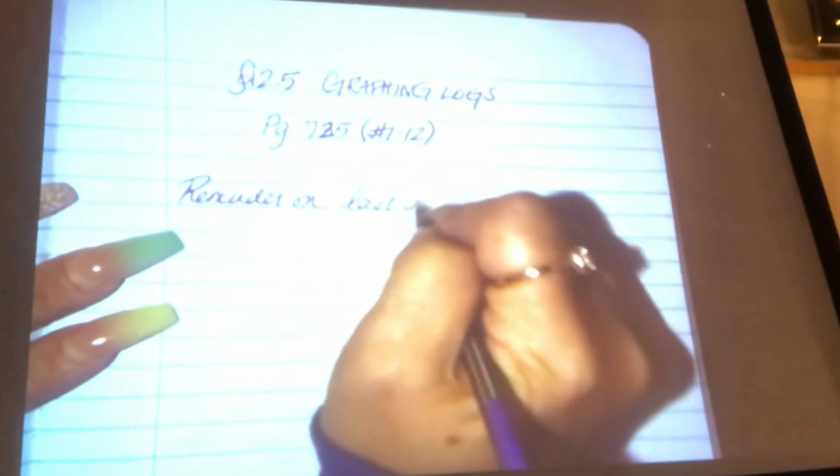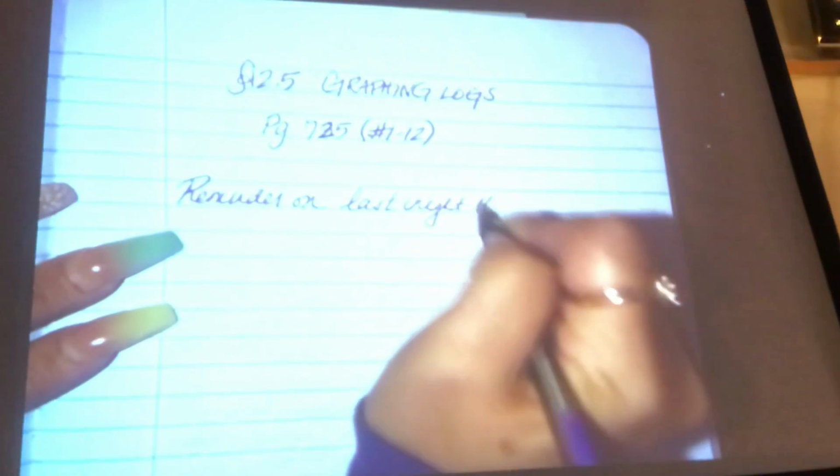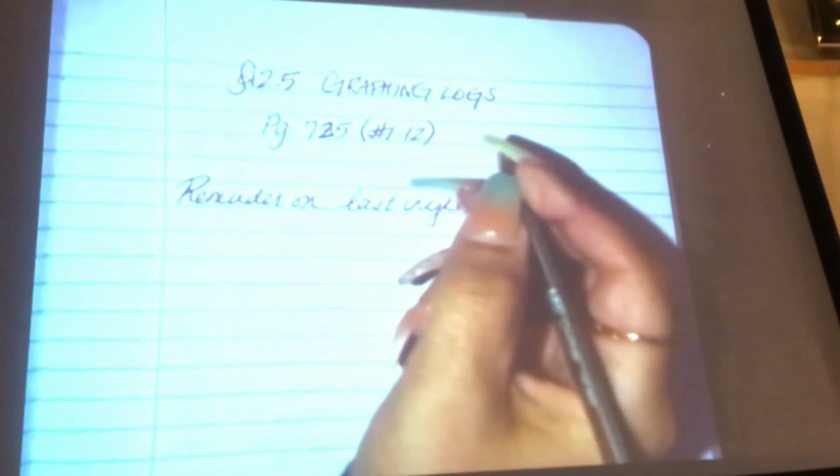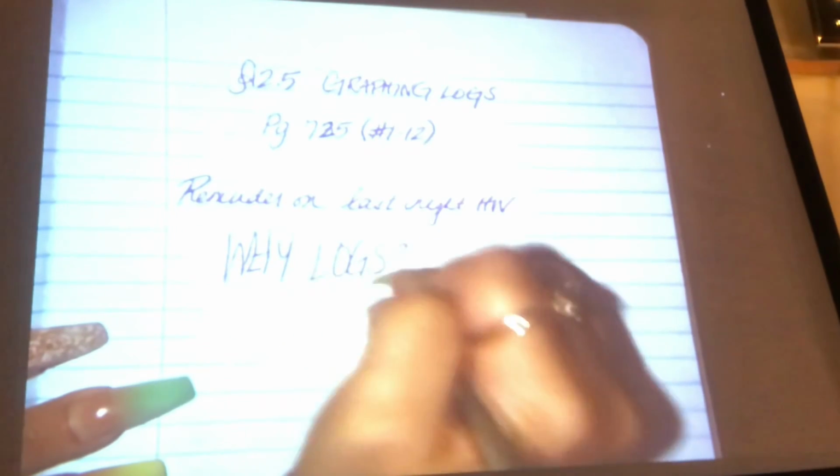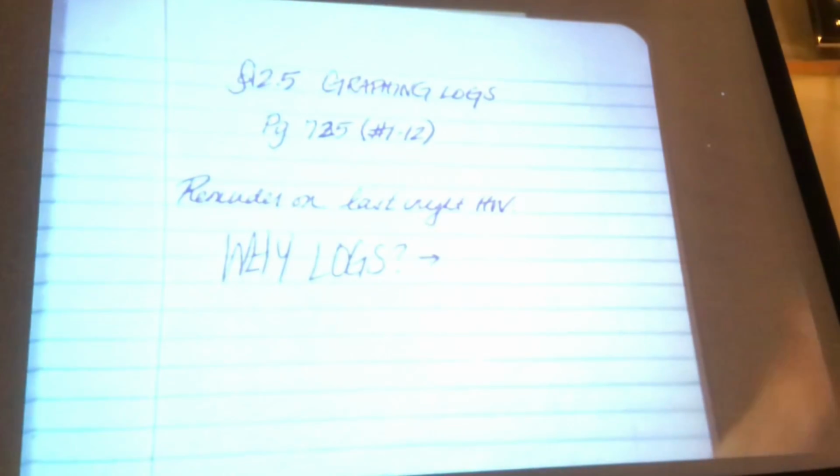Alright, just as a reminder for last night's homework, which you will be quizzed on. The point of the log is to solve for the exponent. So why do we need logs? The point of the log is to solve for the exponent. That's why we need them.